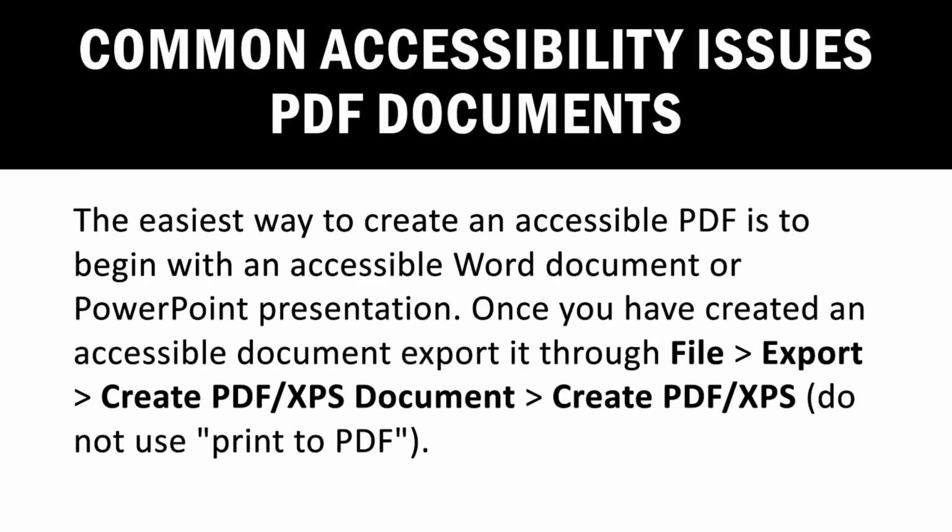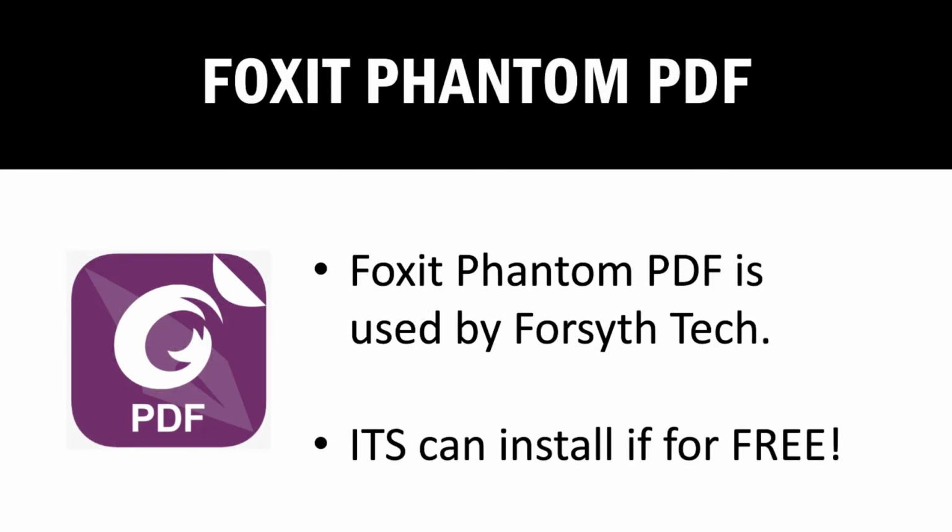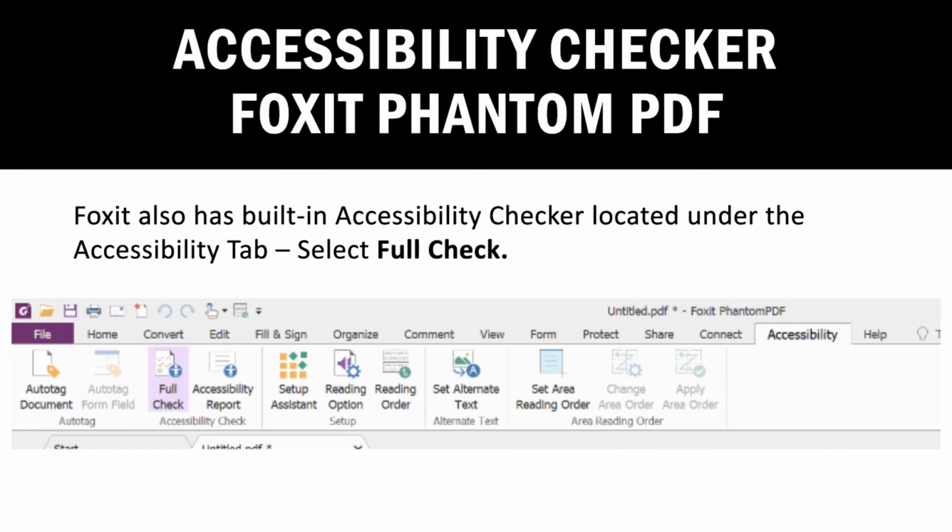Even though your document started accessible in Word or PowerPoint, you must still run the accessibility checker within Adobe or Foxit Phantom. Although a few folks around Forsyth Tech are still using Adobe Acrobat, the majority of our faculty and staff are using Foxit Phantom. ITS can install this for you for free. Both Foxit Phantom and Adobe have a built-in accessibility checker.